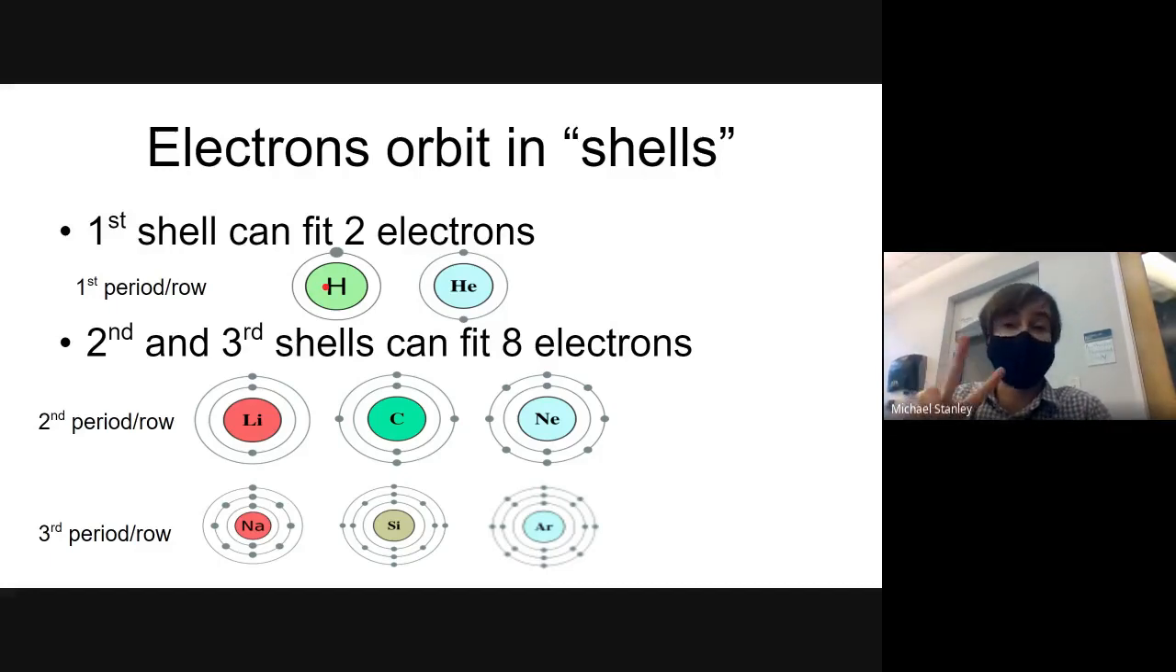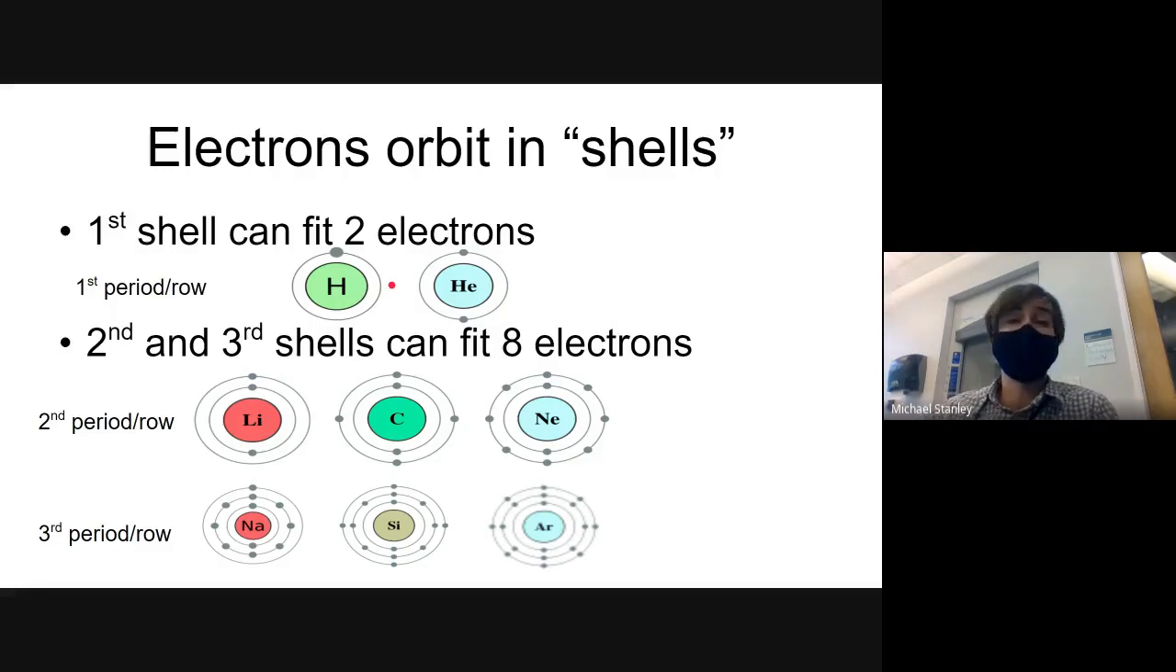So the 2 most basic elements that are out there are hydrogen and helium. Hydrogen has 1 electron. Helium has 2 electrons. So helium has the max number of electrons on that first electron shell. So first shell right in here is 2 electrons.